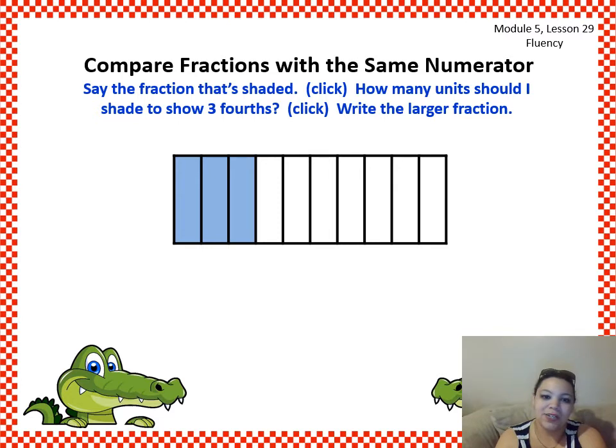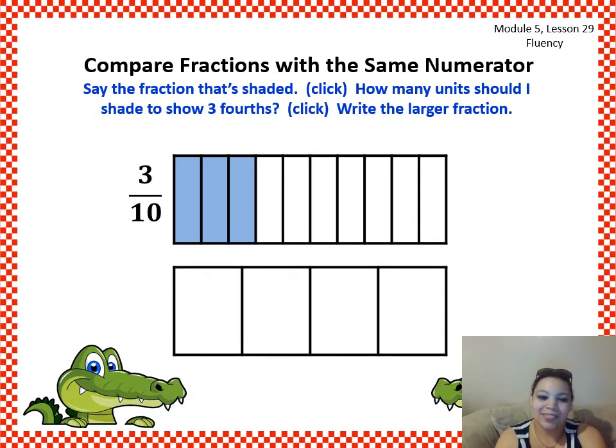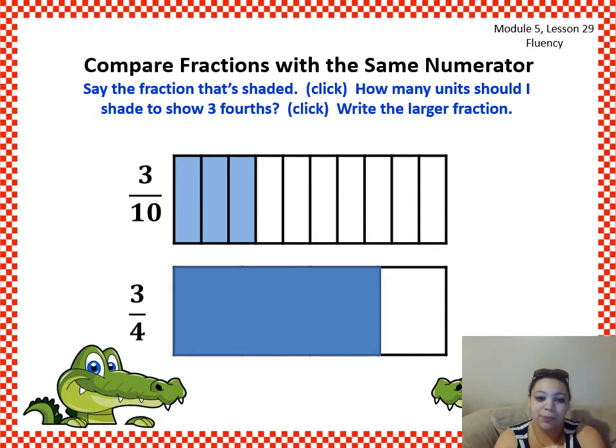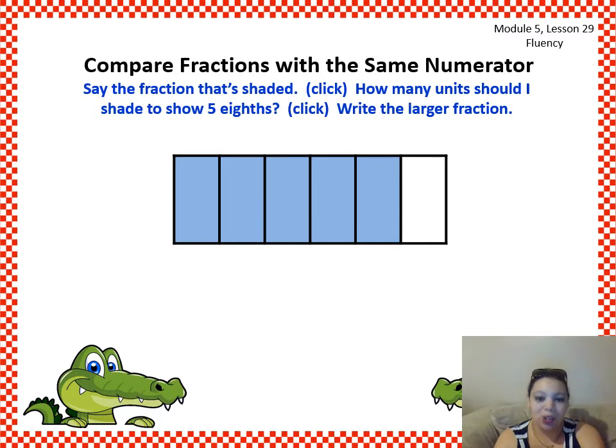Let's try another one. What fraction is shown here? 3/10. Excellent. So we're going to be comparing 3/10 against 3/4. So let's go ahead and shade in 3/4. All right, now looking at this fraction, which one will take up the greater amount of space, 3/10 or 3/4? Yes, 3/4 is definitely the greater fraction because it took up way more space.